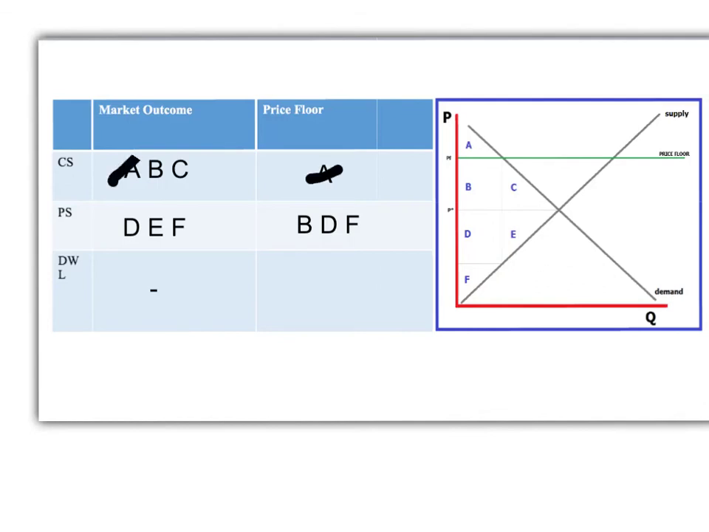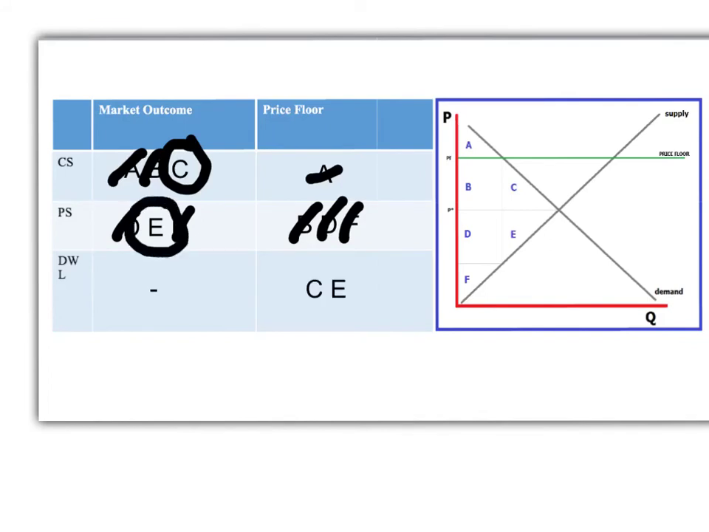If we cancel out A, B, D, and F, we can see that from the market outcome to the price floor outcome, we have lost the areas of surplus C and E. And lo and behold, these are our areas of deadweight loss. So we end up with C and E as deadweight loss. We see this triangle CE as our deadweight loss. These are transactions that should take place but don't because of the price floor in place.